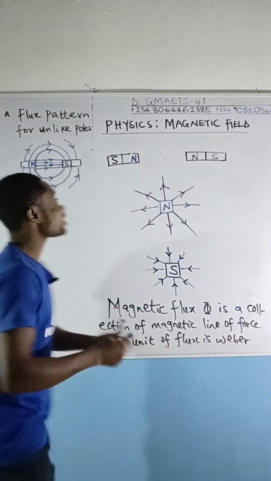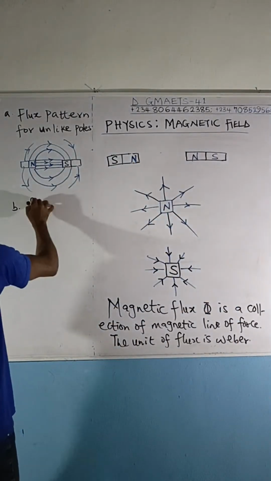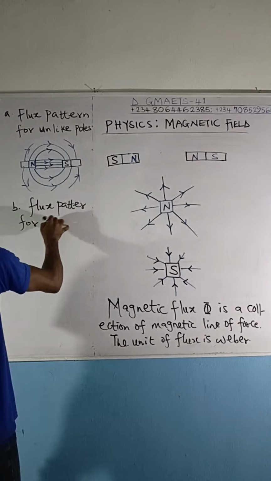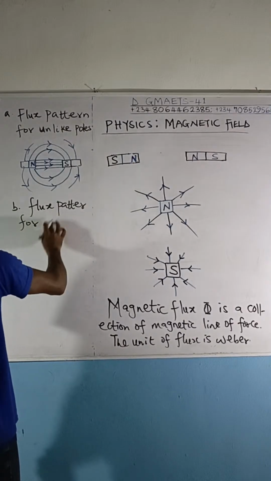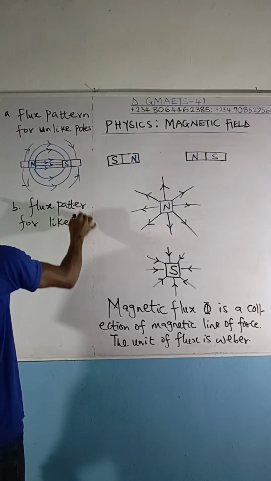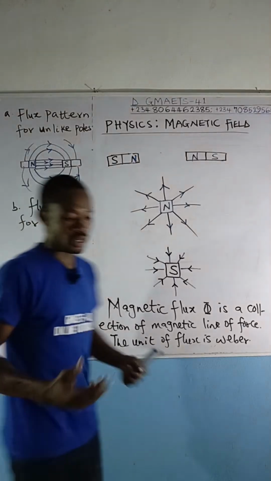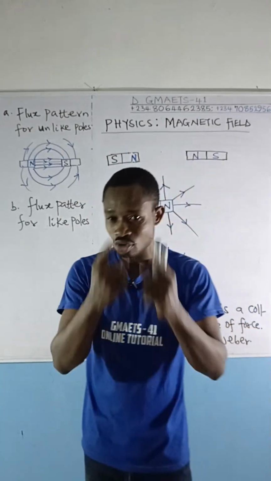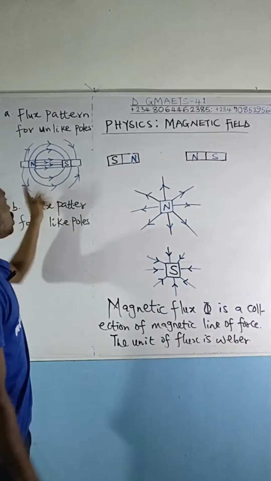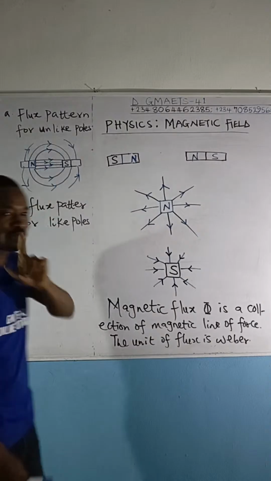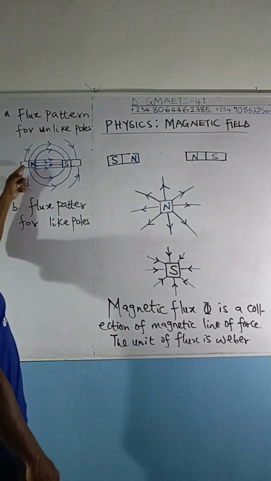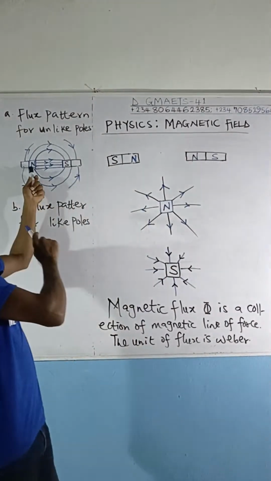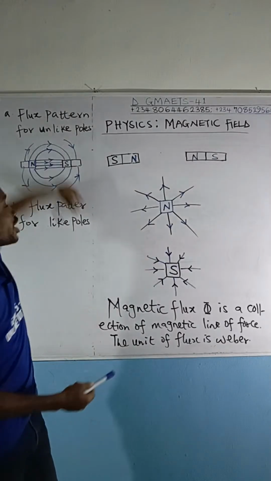Let us look at the flux pattern for like poles. I shall be using, let's say, north-north, or let me use south-south, because I want you to see something. The way I showed this arrow pointing is very important. Please take note. I represented the arrow in such a way that it is pointing away from north and then converging to south.